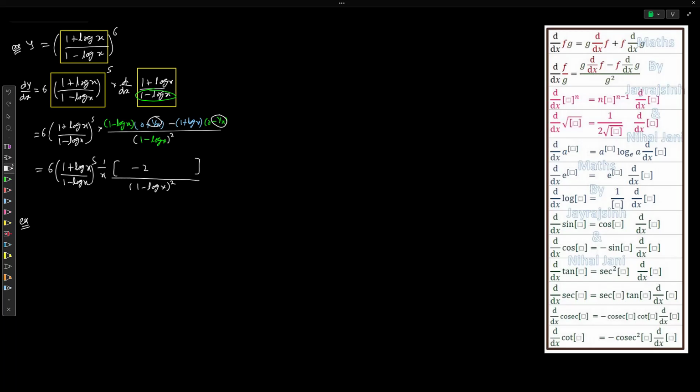Let's go to the next one. y is equal to cosec cube 1 upon x square. Okay, tell me, which one is the outer and which one is the inner function?